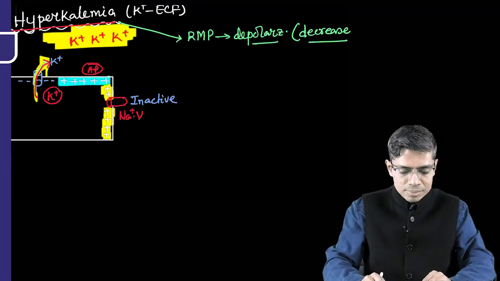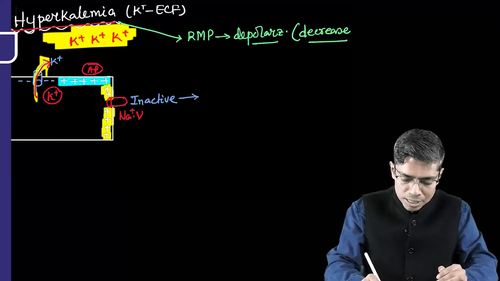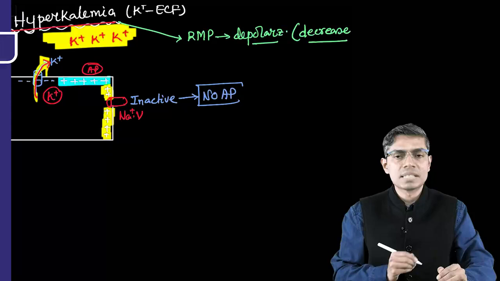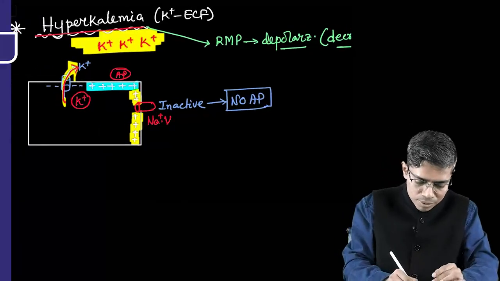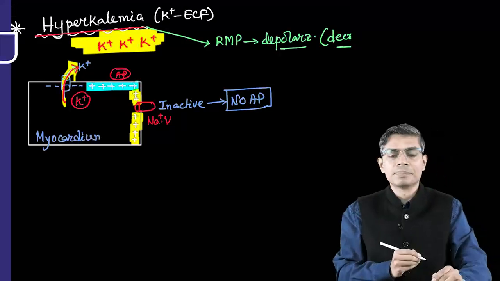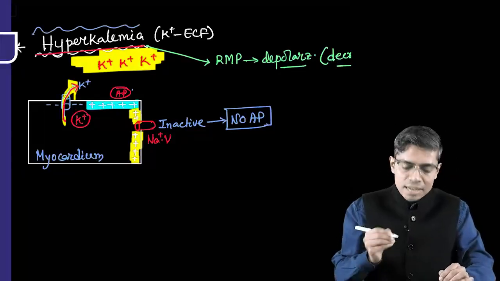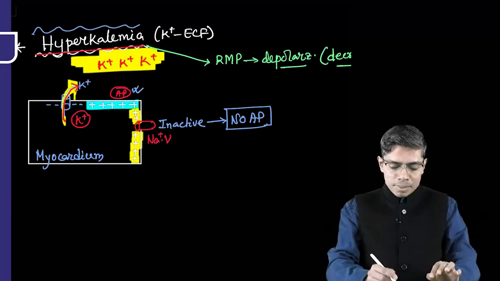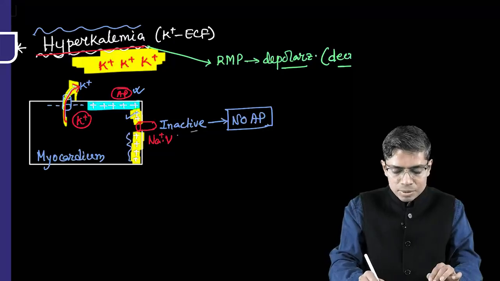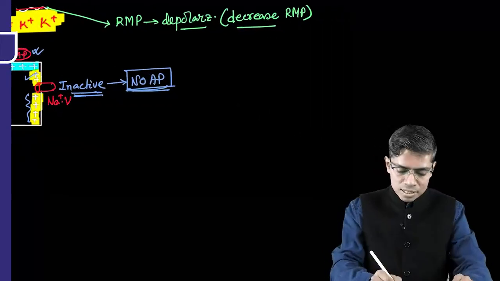If the voltage-gated sodium channel is inactive, can you open this channel? Answer is no. Can you generate one action potential? Answer is no. Because of no action potential, what will happen? Suppose this cell we are talking about is myocardium. If there is a pathological hyperkalemia, there will be a few initial action potentials on the myocardium, but persistent depolarization will lead to inactivation of the voltage gated sodium channel, and inactivation of the voltage gated sodium channel means no action potential.